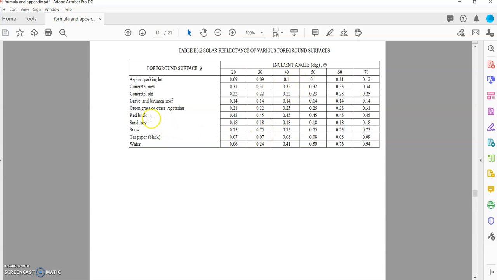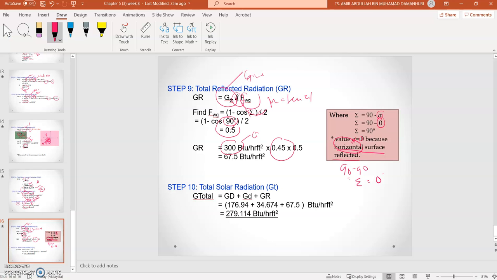This is the value of red brick, 0.45. Same for every single angle of incidence here, right? So the angle of incidence gives 0.45. So that's why you got the value of GR here, 67.5. Right.